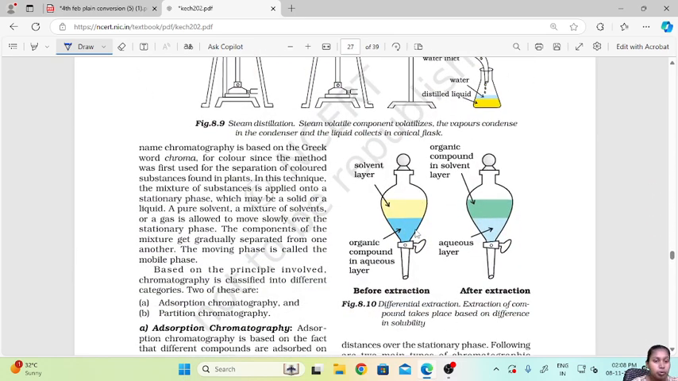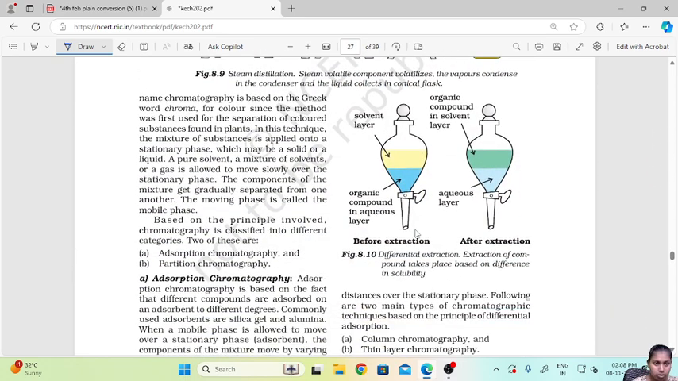Now the name chromatography is based on a Greek word called chroma, which means color, and the method was first used for separation of colored substances found in plants. It was first used for the separation of colored compounds from the plants.